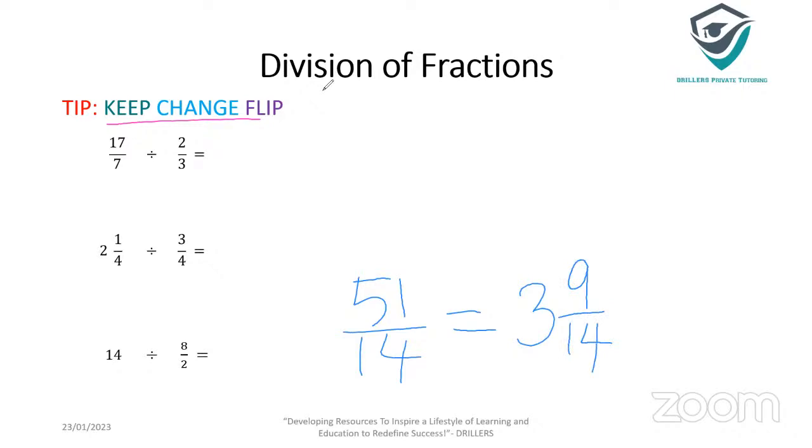So 9 over 14 cannot be reduced, because the factors of 9 are 1, 3, 9, and the factors of 14 are 1, 2, 7, 14. So the only common factor is 1, so we leave it as itself. So the answer is going to be 3 and 9 over 14.